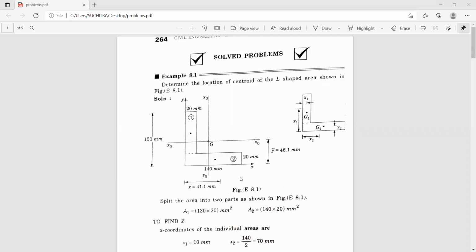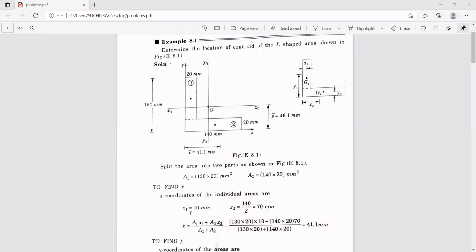Now you can see here, x1 is 10 millimeters. x1 is this distance, from this point to this point. So here, the total width is 20 millimeters, hence x1 will be 10 millimeters. Similarly, you have to find this value, x2. Now you can see here, from this point.